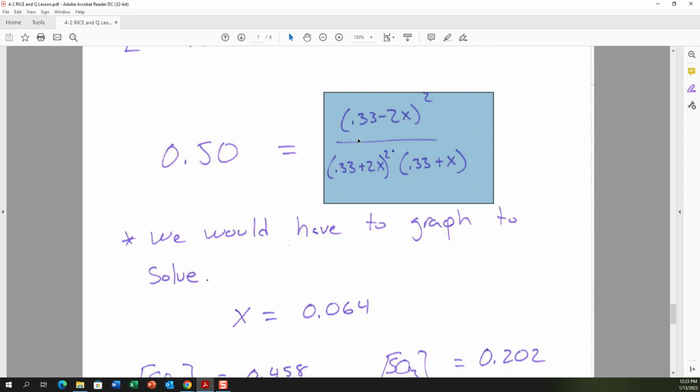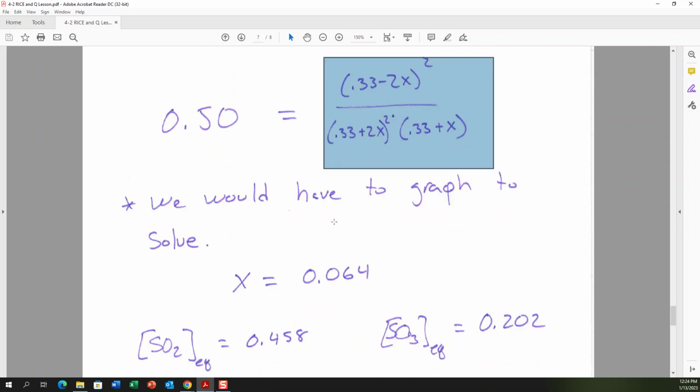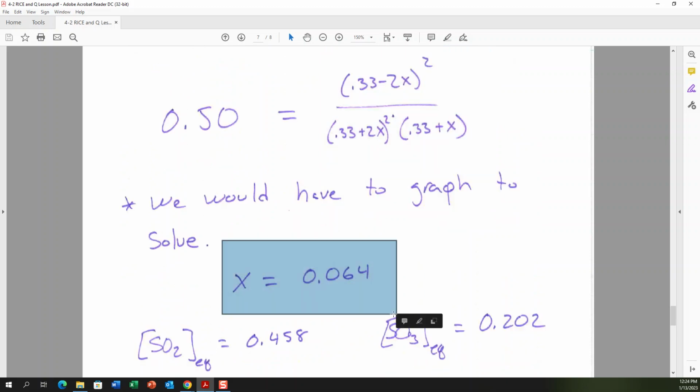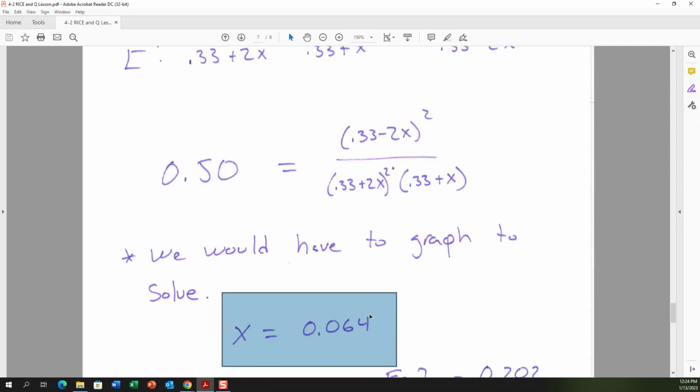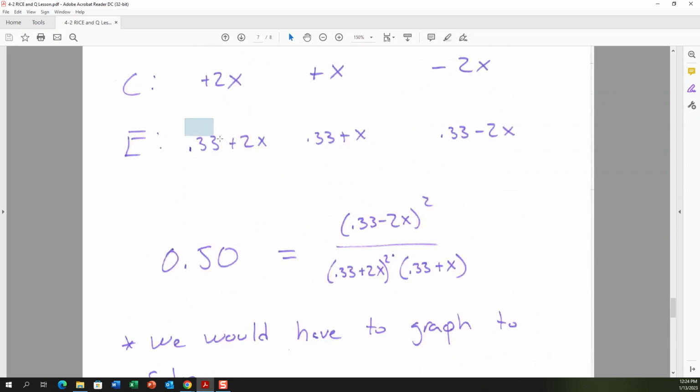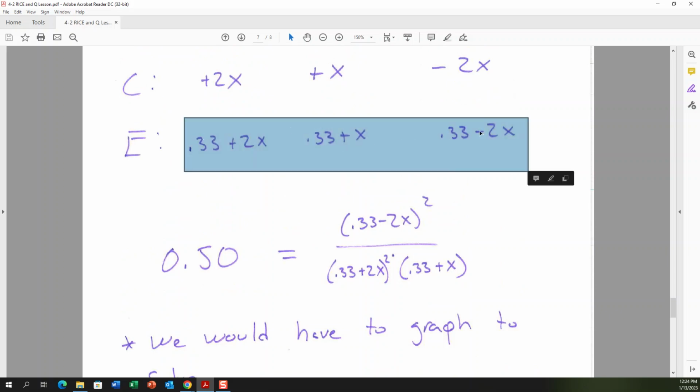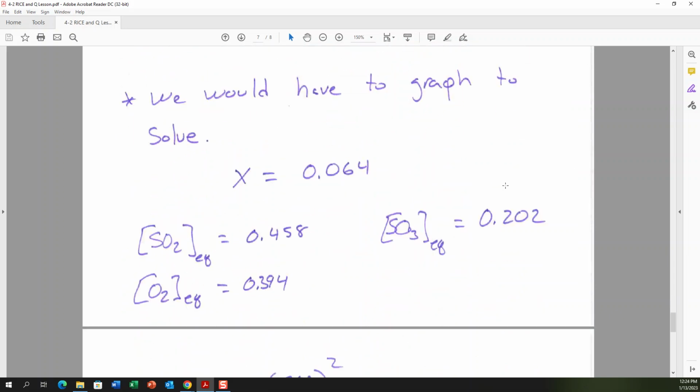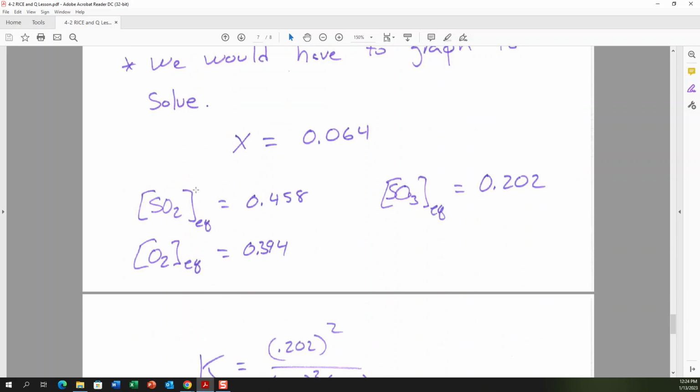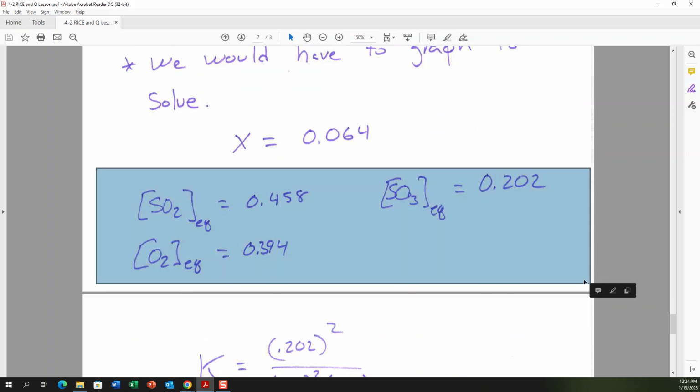But when I graph to solve for x, remember, a lot of times you can get multiple intercepts, multiple x values. Only one x value would make sense for the reaction, and you might have to test all of them. The x value that works in this scenario is 0.064. So if I plug 0.064 into these expressions for my RICE chart, I get all my equilibrium concentrations.